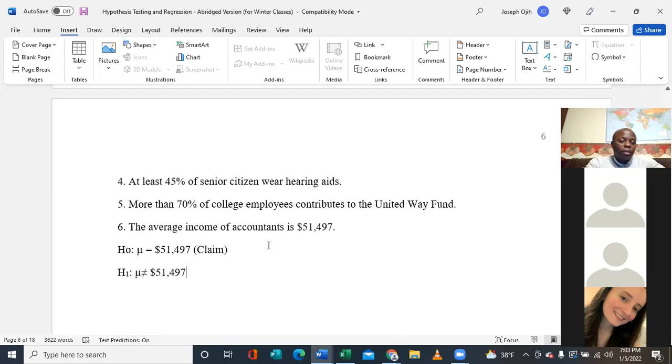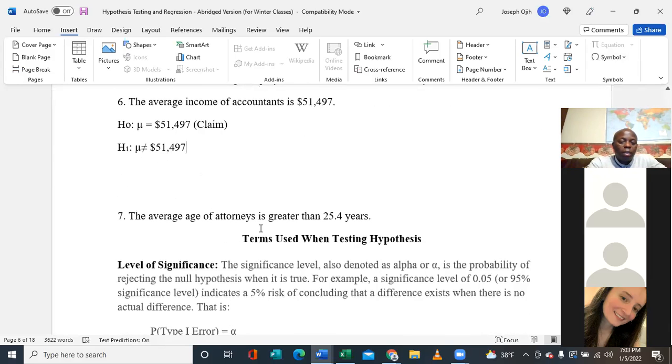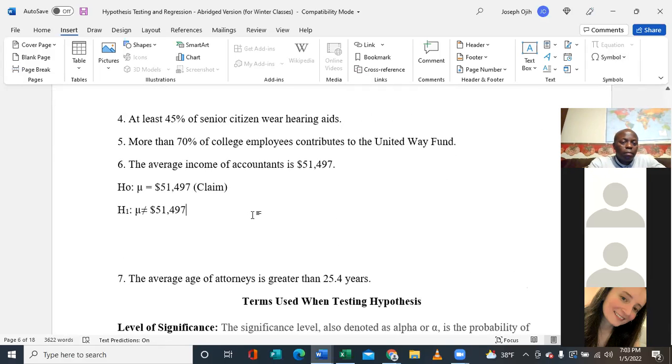So that's how you state hypotheses for the mean. This one you can use as practice. Now, any question before I move on to the next thing?